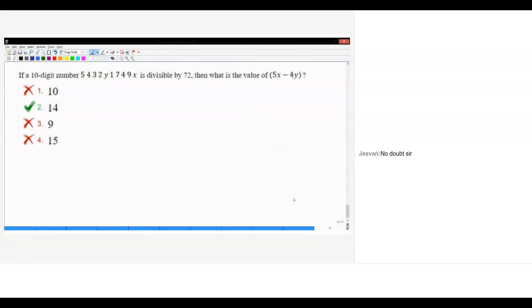For the 10-digit number 54321y14, if divisible by 72, then what is the value of 5x minus 4y? We know 49x means divided by what? 8. 48 is gone. 1x means 16. Therefore, x is 6.